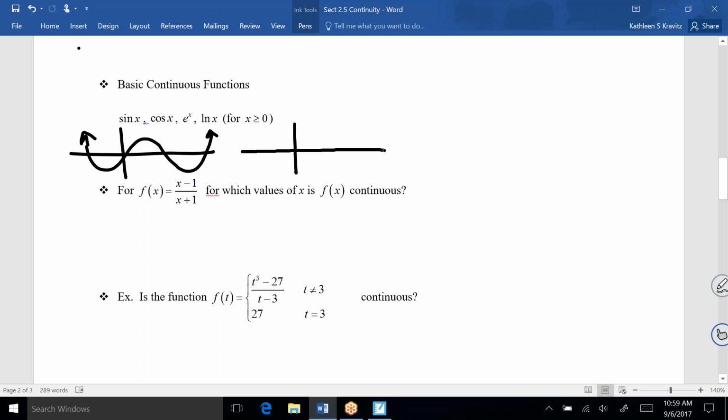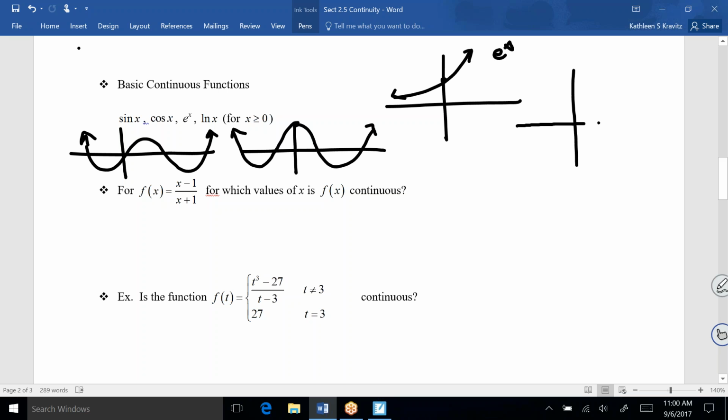Same thing for the cosine function. The cosine function is also going to be continuous because it's also going to go between -1 and 1. So that's definitely going to be continuous. And e to the x, it's going to be a continuous function. And ln of x is also going to be continuous. So those are basic functions that we already know are continuous.